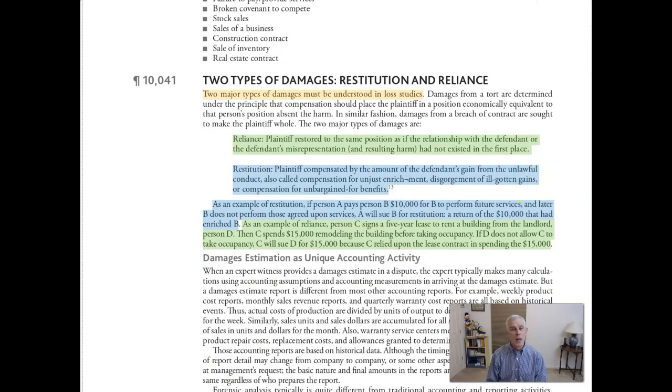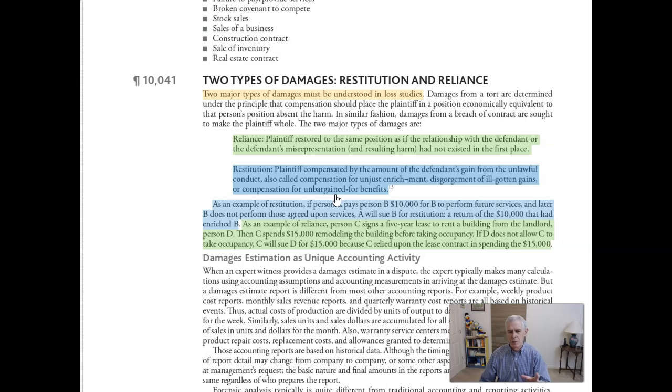Now here there are 2 types of damages, right? Restitution and reliance. And you must understand these. So the first one here, reliance. Now, if reliance is found to be present, the plaintiff is restored to the same position as if the relationship with the defendant or the defendant's misrepresentation and resulting harm had not existed in the first place. Restitution. If this is found, then the plaintiff is compensated by the amount of the defendant's gain from the unlawful conduct, also called compensation for unjust enrichment, disgorgement of ill-gotten gains, or compensation for unbargained for benefits.